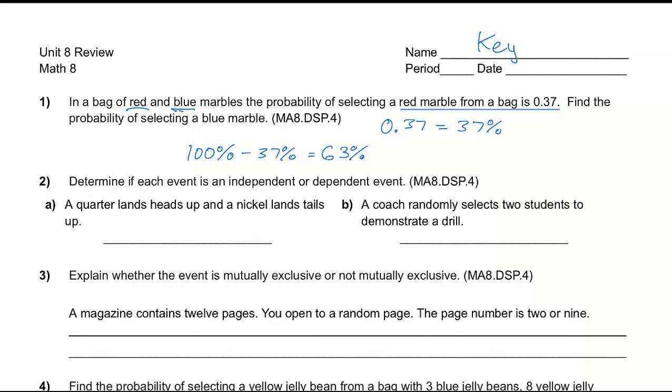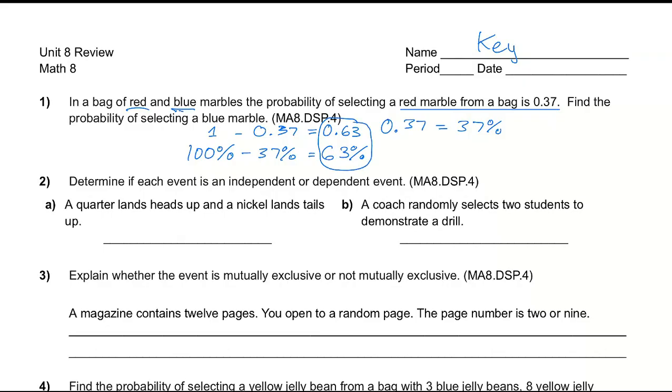You could also leave it in decimal form. The decimal form of 100% is 1. So you could take 1 minus 0.37, and that's going to get you 0.63. So both of these are correct.